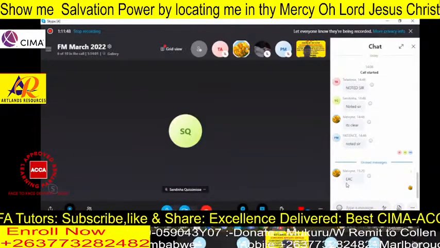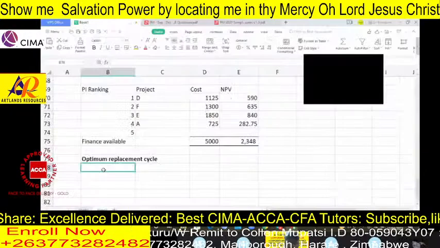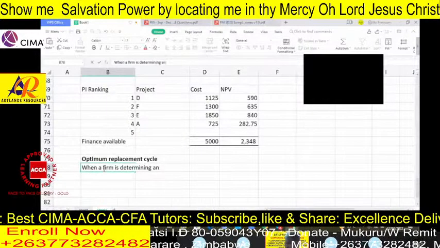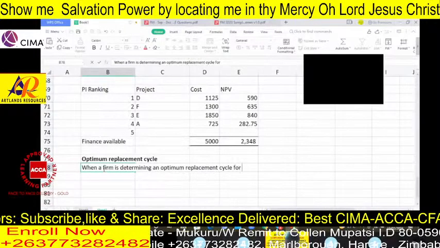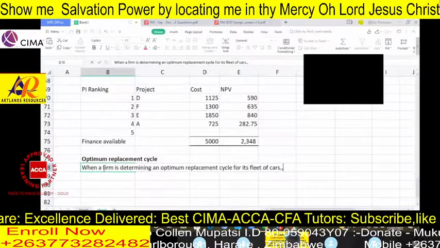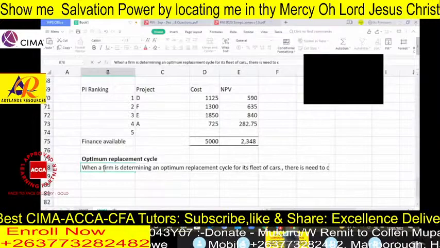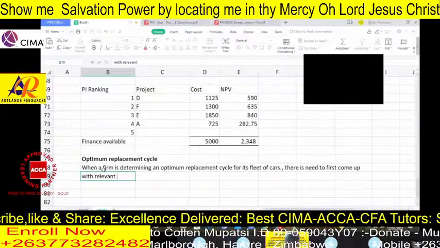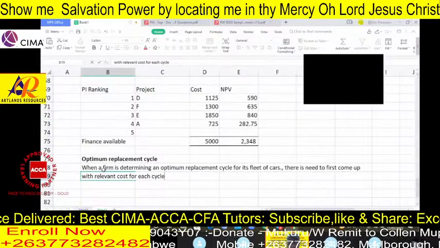Yes. But remember, today I'm teaching you to type. So I want you to type in such a manner that the examiner knows. So you say when FM is determining an optimum replacement cycle for its fleet of cars, there is need to first come up with relevant cost for each cycle. Relevant cost for each cycle.